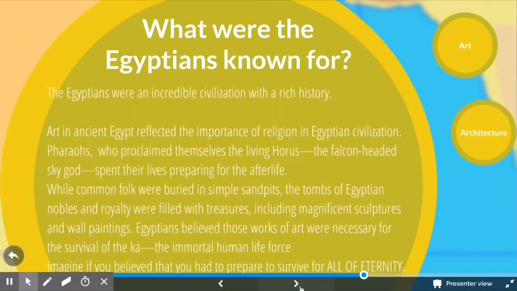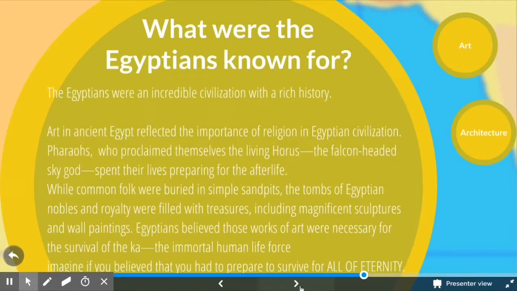What were the Egyptians known for? So the Egyptians were an incredible civilization with a rich history. Art in ancient Egypt was all about religion. So pharaohs proclaimed themselves the living Horus, the falcon-headed sky god. Cool nickname, right? They spent their lives preparing for the afterlife. Common people were buried in simple sand pits. The tombs of Egyptian nobles and royalty were filled with treasures, including sculptures, wall paintings, diamonds, gold, everything. Egyptians believed those works of art were necessary for the survival of Ka, or the immortal human life force.